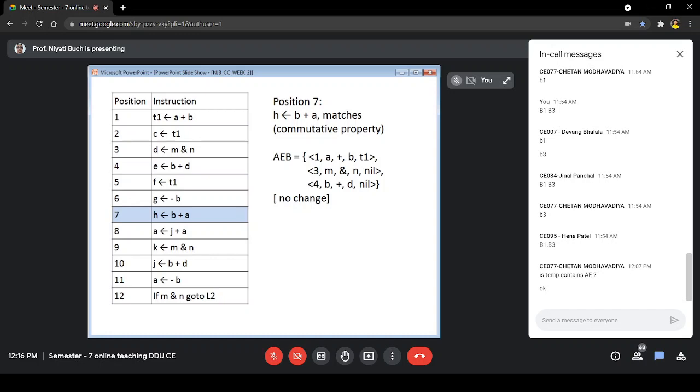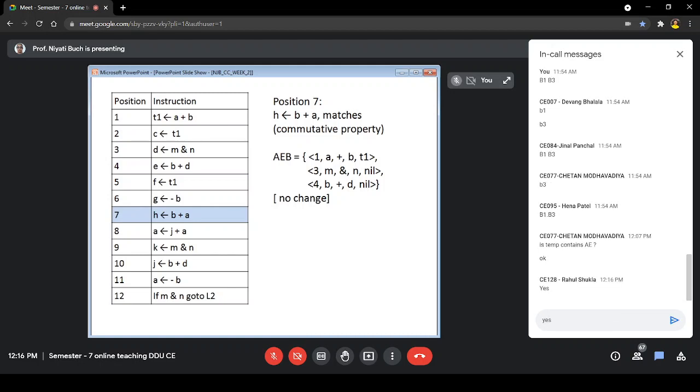Will we make any additions into AEB? There will be no additions into AEB, right? But will there be any change in our instruction? Can you tell me what it will be?